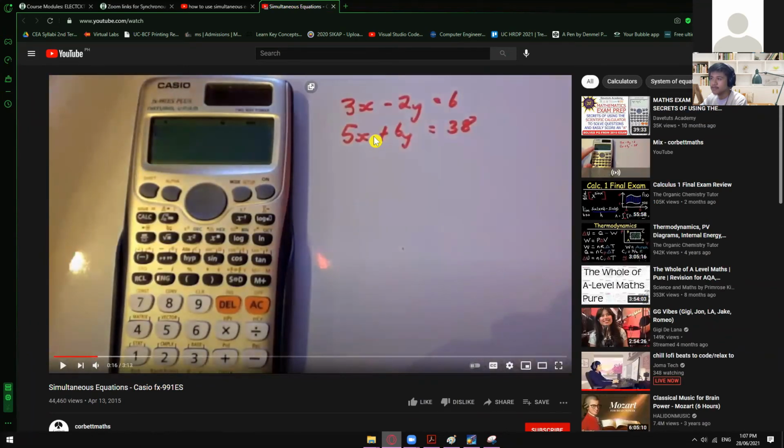So for example, you have this equation right here, equation number 1 and equation number 2, and you also have two unknowns, the x and y.